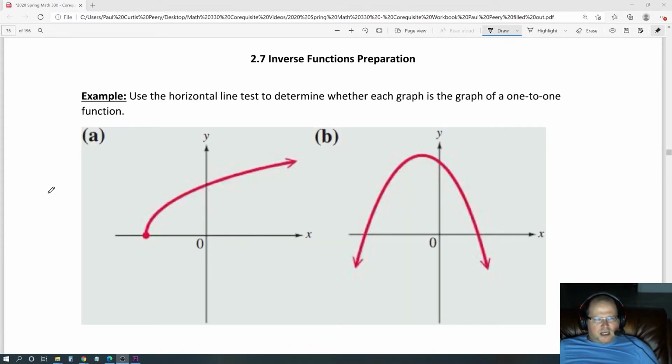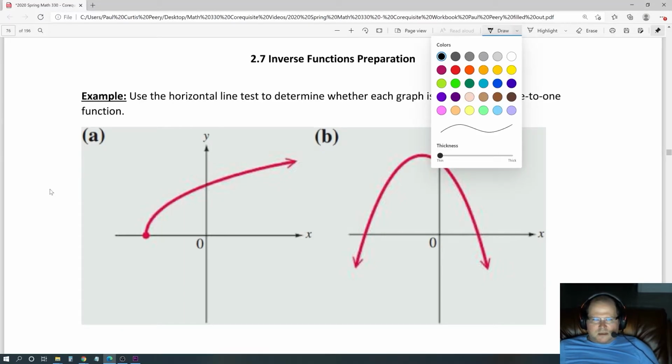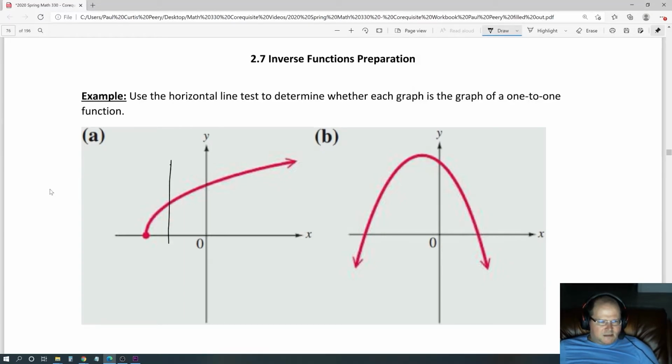Example, use the horizontal line test to determine whether each graph is the graph of a one-to-one function. Okay, so vertically, it passed the vertical line test. All vertical lines only ever hit in one place. Excellent. And if we flip it and we do the horizontal line test, it only ever hits in one place, so it passes the horizontal line test. So since it passed both those tests, we would say this is a 1-to-1.